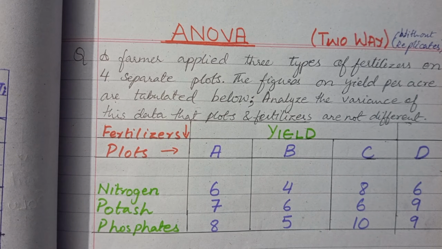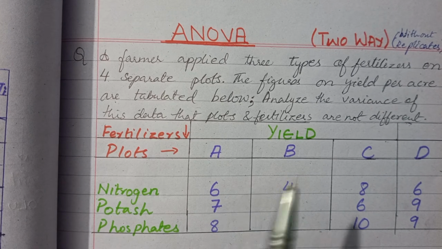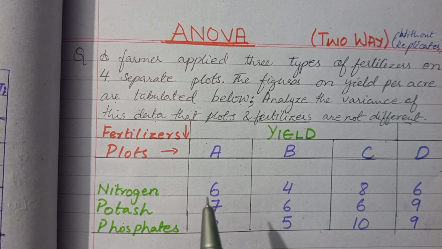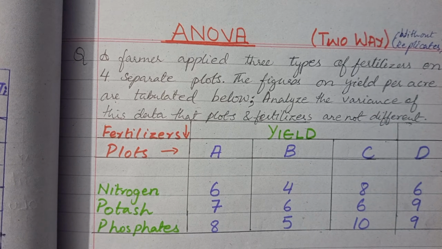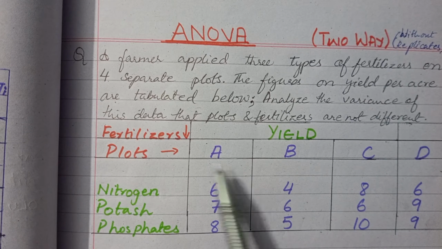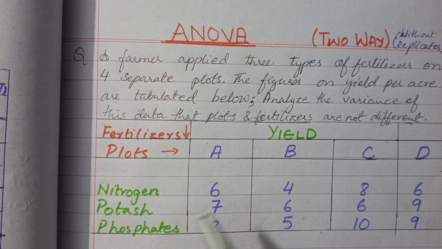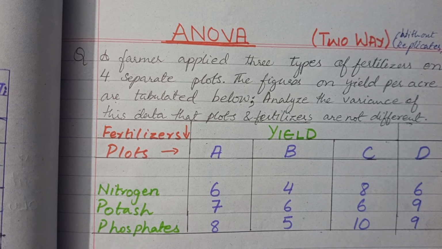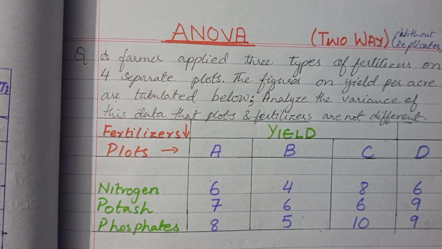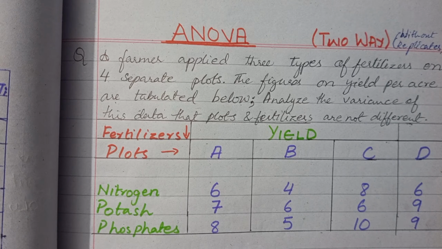Then how do we recognize that this is the two-way ANOVA, and not one-way ANOVA? We can know it's two-way ANOVA by considering the table, that it has two types of variables, that is plots and fertilizers. In one-way ANOVA there is only one type of variable, whether it is A, B, C, D or nitrogen, potash, phosphate. So here two types of variables are given, so we consider two-way ANOVA.